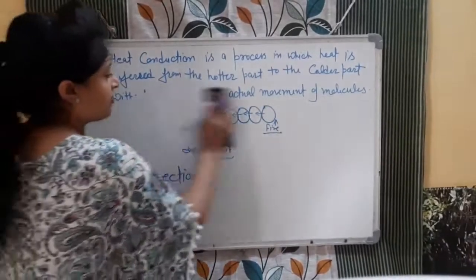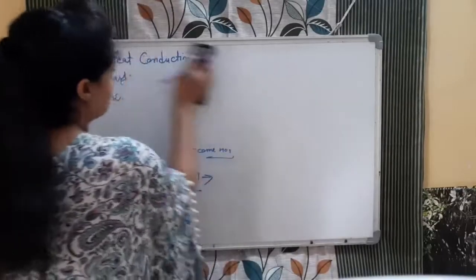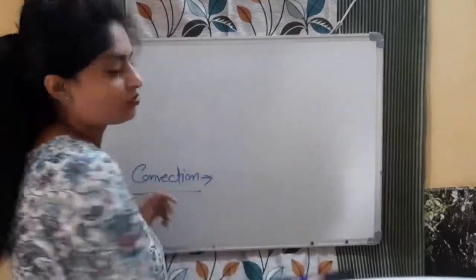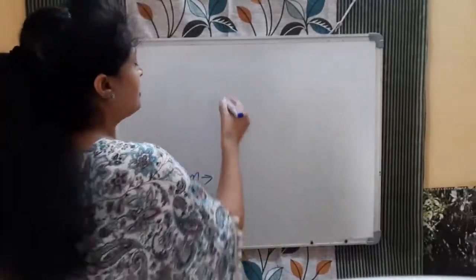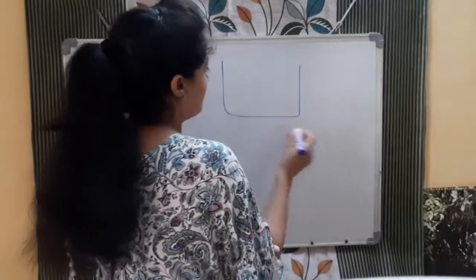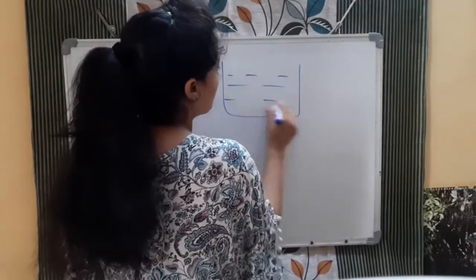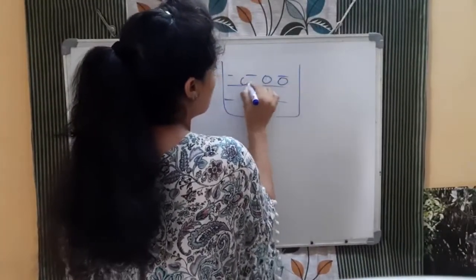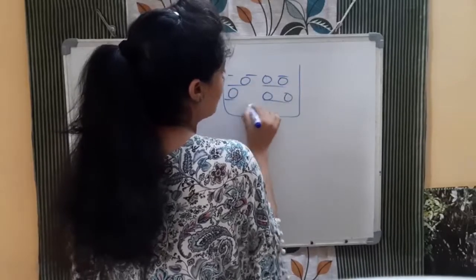Now, if I talk about the second method, it is known as the convection method. In that case, what will happen? For example, if we consider a pan in which water is boiling. Now you all know the molecules of water are not so close like in solids.